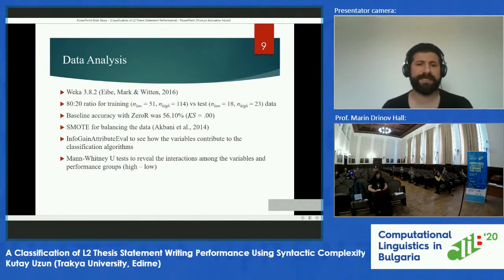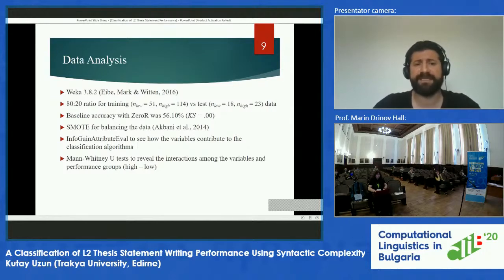And the next step was to see the baseline accuracy of the prediction. So I used the algorithm for the computation of the baseline accuracy, and it resulted in an accuracy percentage of 56.10. So what I had to do was to improve this, basically.